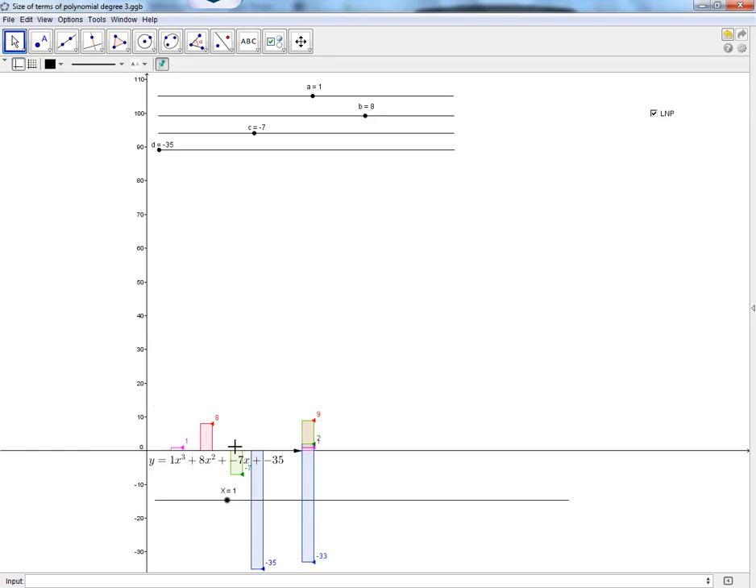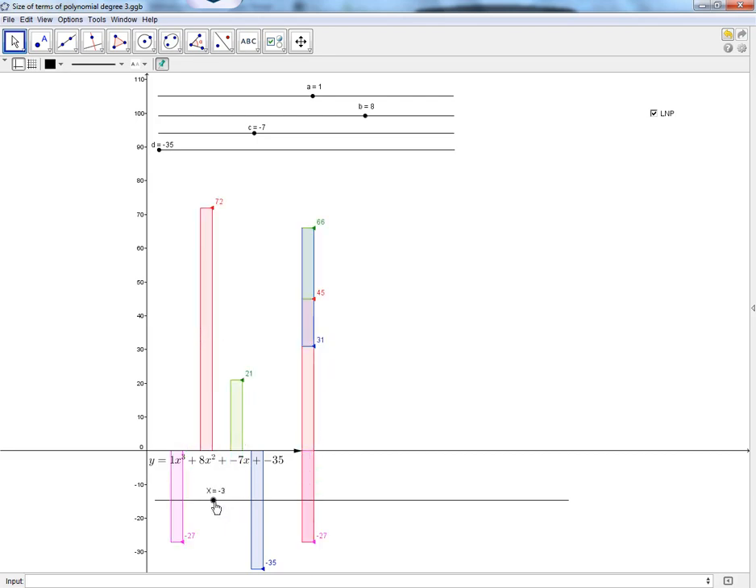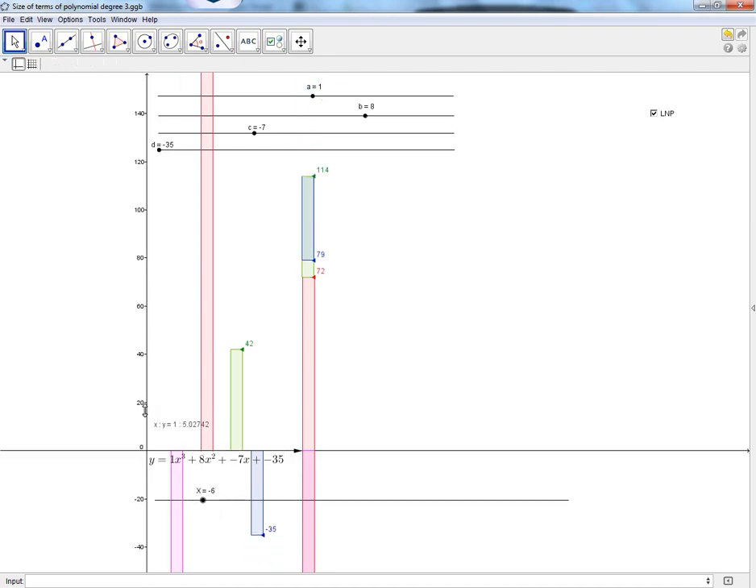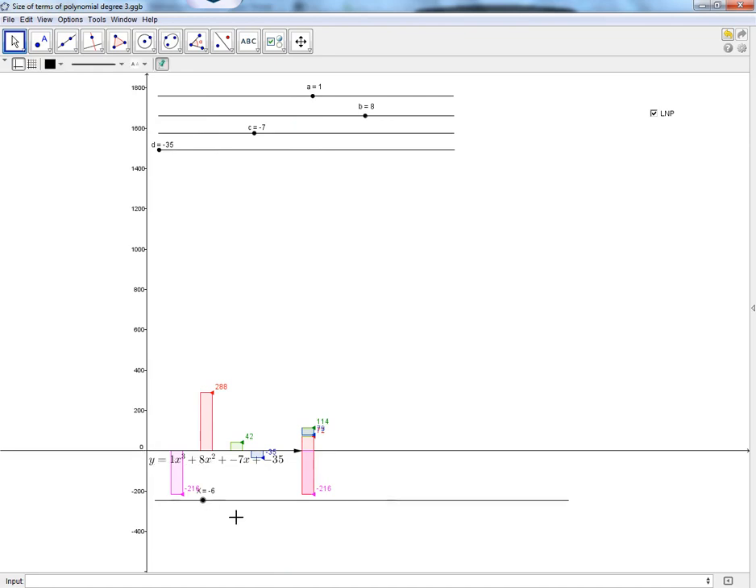If we take x into the negatives, well, that 8x squared is pretty big. And the final y value, like 57, is still positive, still positive, but you can see that pink rectangle is getting bigger and bigger as we move x into the negatives, okay? And it's this blue guy that's the final value.